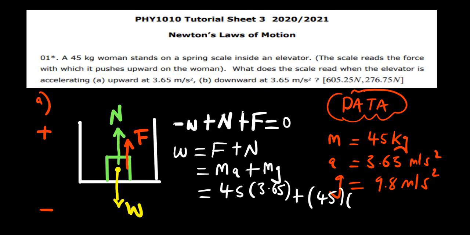This is multiplied by g, the acceleration due to gravity. Because she's going up, and we've taken up to be positive, our acceleration due to gravity will also be positive. When we solve this, it gives me on my end 605.25 Newton. So this would be the weight as she is accelerating upwards. That's how we solve the first question. Now let's solve the second question.